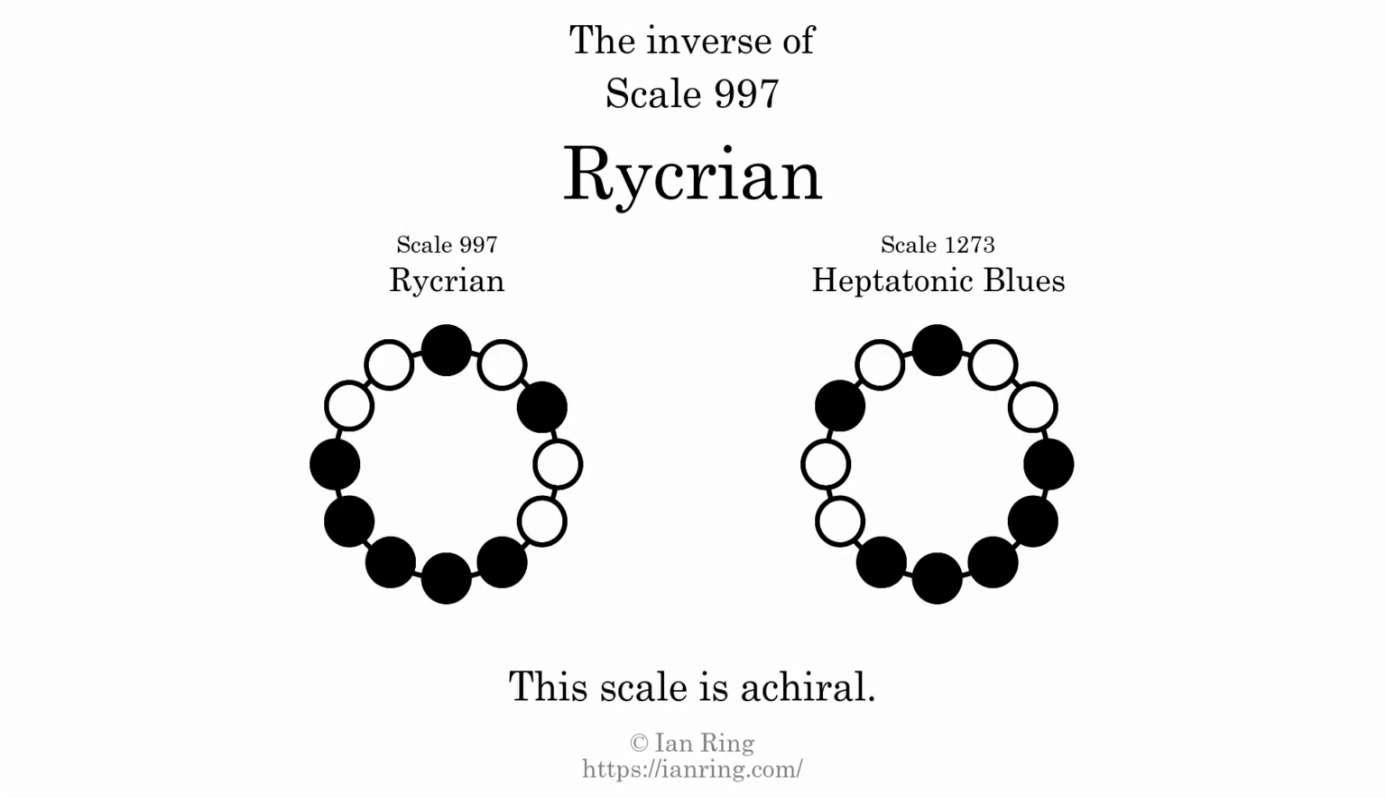The inverse of a scale is a mirror image. It is what you get when the sequence of intervals is reversed. The inverse of this scale is scale 1273, also known as heptatonic blues.